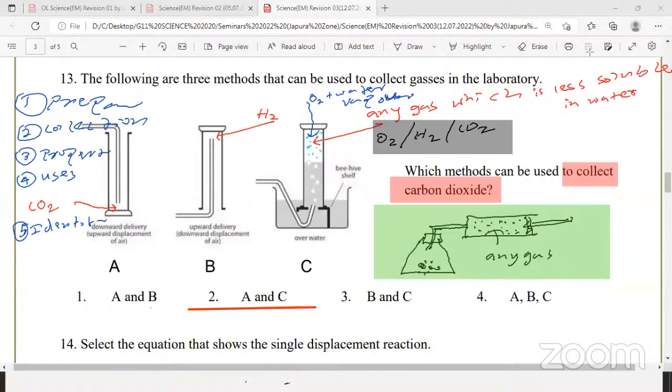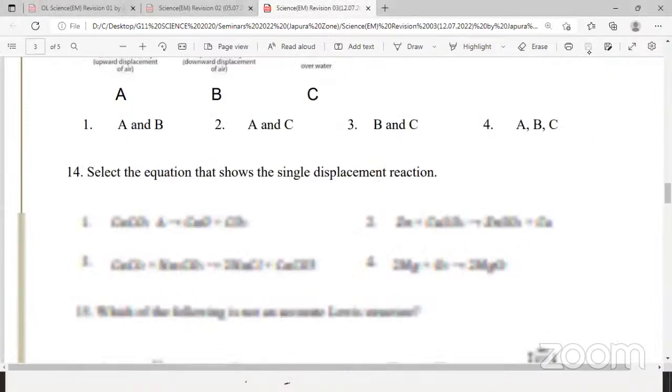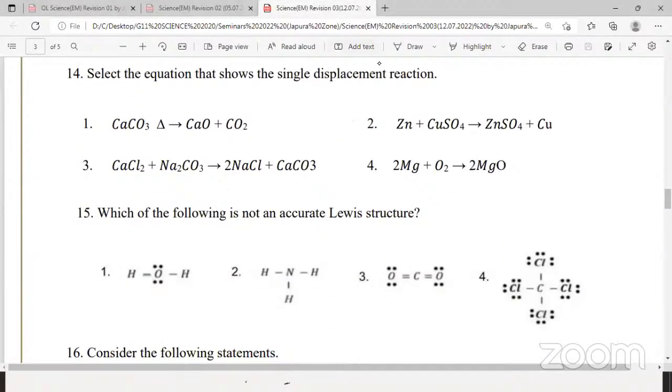Question number 14. I'll erase the screen now. 14th MCQ. Select the equation that shows the single displacement reaction. This is again grade 10 term work, chapter 16, chemistry. Single displacement. Okay, any volunteers? This is a simple question. These are basic things in chemistry, grade 10 basics. I will ask the answer from Vihanga, Imasha, Sandali. Second one. Amadi, Nirasha, Damya. Second one.